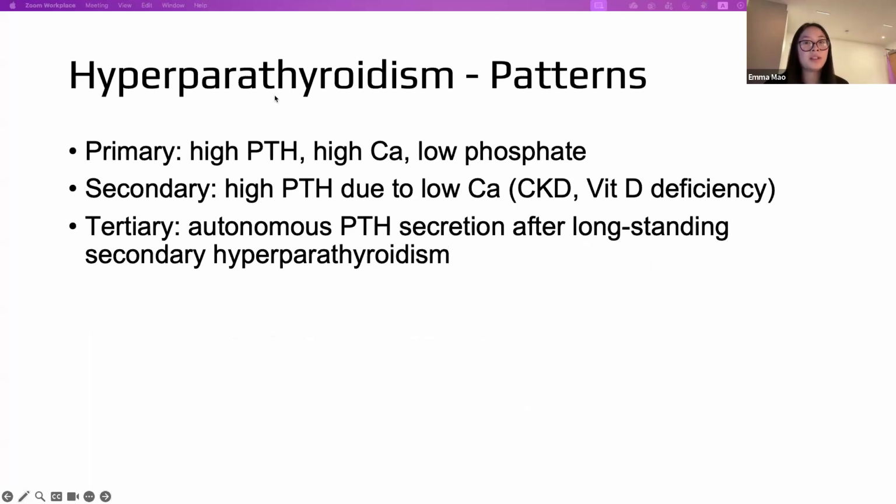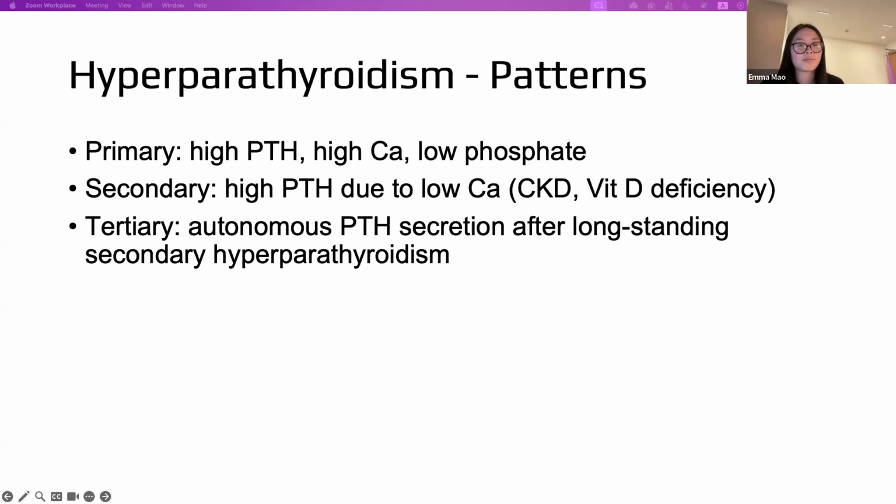So we have hyperparathyroidism. There can be primary hyperparathyroidism where there's high PTH, high calcium, and low phosphate. And then secondary hyperparathyroidism is due to low calcium. So it's kind of a response to the low calcium, leading to high parathyroid hormone. And then tertiary hyperparathyroidism is after long-standing secondary hyperparathyroidism.